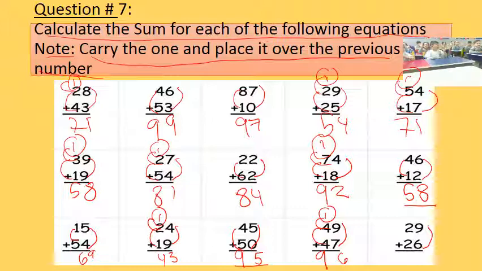9, 10, 11, 12, 13, 14, 15. 5 here. We carry the 1. We put it over. Bravo. 1 plus 2? 3. 3 plus 2? 5. What is the answer? 5.